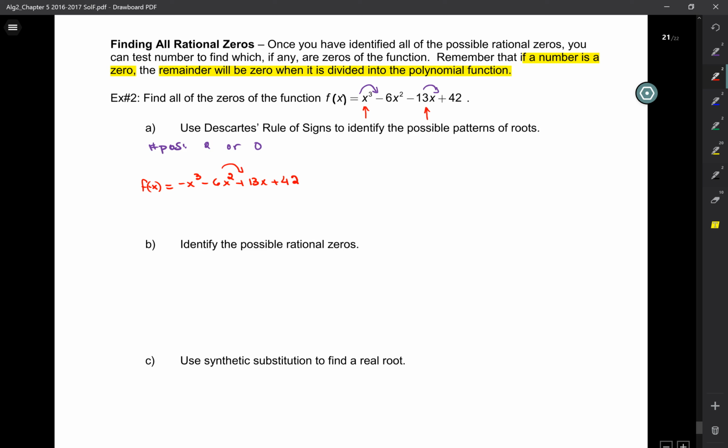So when you hear possible rational zero, just think of P over Q. All right? So let's do the P's. Those are the factors of what? 42. So it's 1, 2, there's a whole bunch. Just make a plus or minus in the beginning. 3, 6, right? 7.